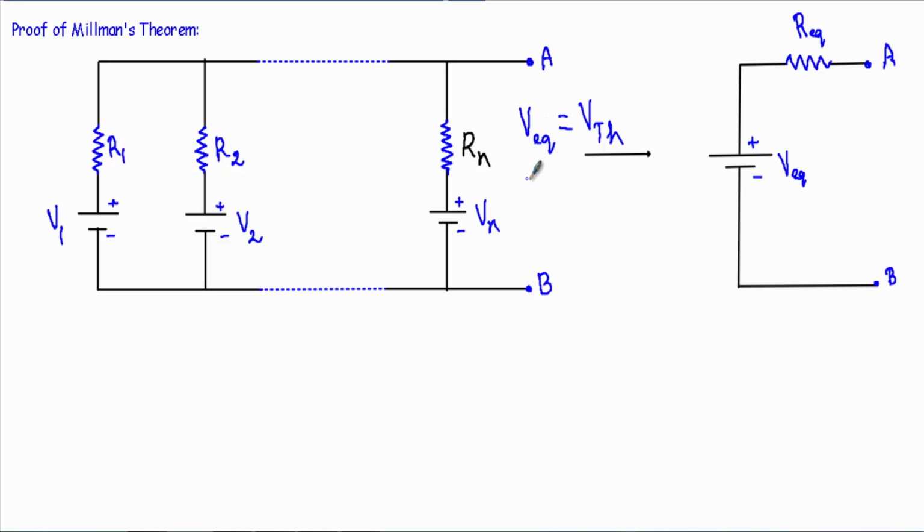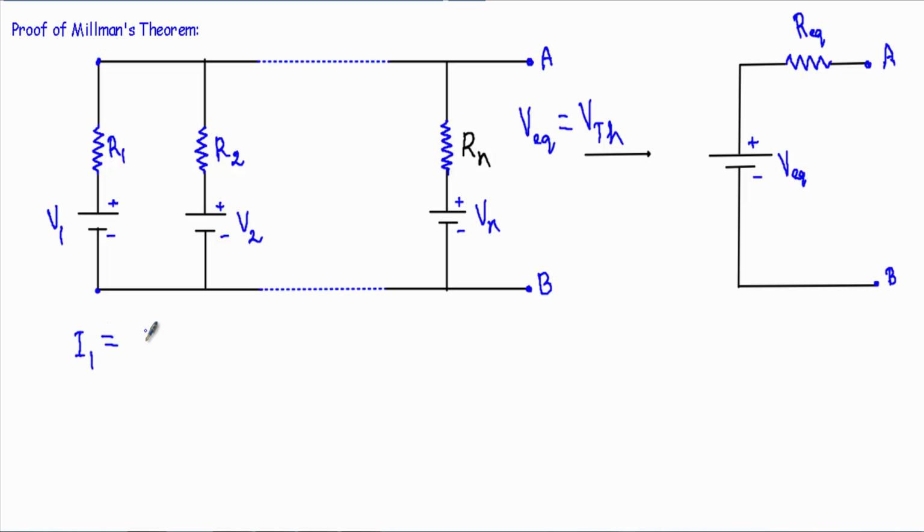To calculate V equivalent, at first I will replace each of the voltage sources and their series combination with a current source and a parallel resistance of the same value using the source transformation technique. With respect to these two terminals, I have a voltage source of V1 in series with resistance of R1. Therefore, I can convert this voltage source into a current source by using the source transformation technique like this.